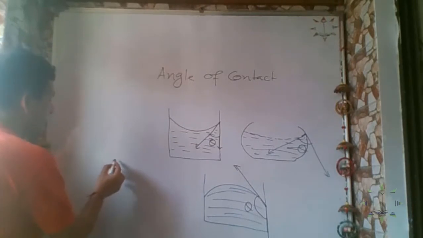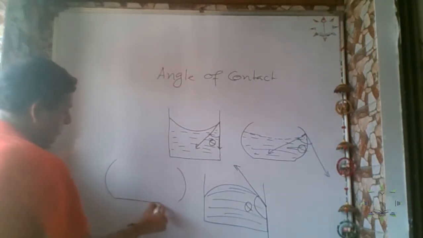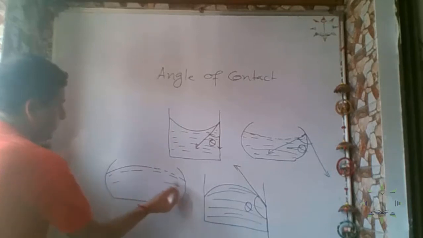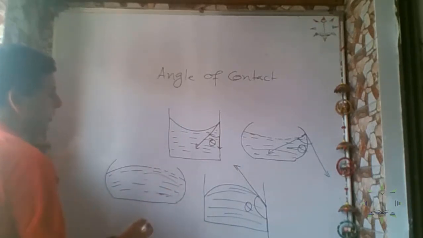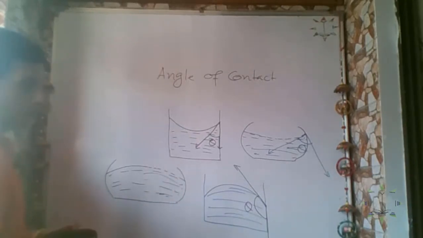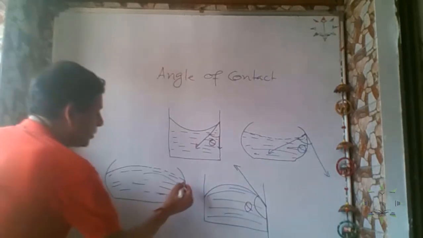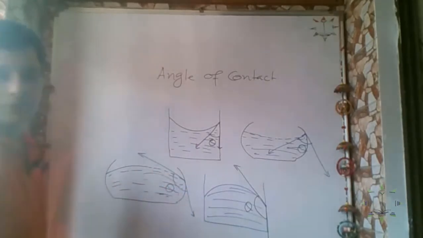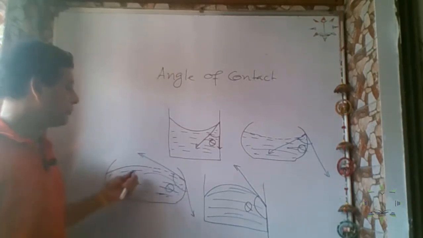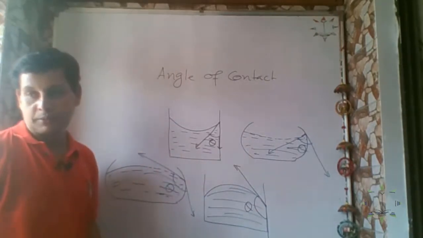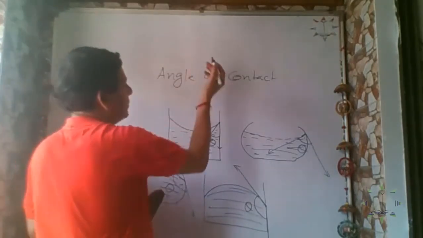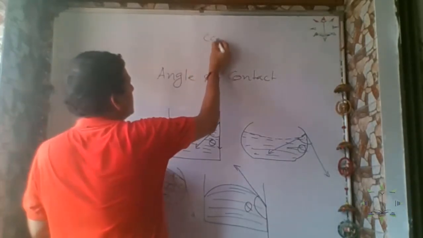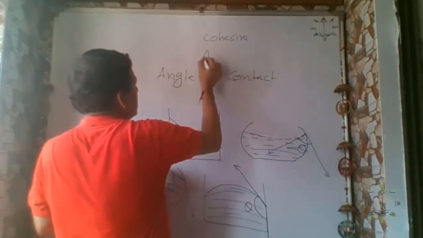Now suppose I have taken a container like this, and I have taken mercury inside it. How to find out the angle of contact? At the point of contact, you have to draw two tangents. One is this, the other is this. So this is the angle of contact. Now it is clear. Now, why is the free surface of mercury convex and the free surface of water concave? The answer lies in intermolecular force. There I told you about two types of forces. One is cohesive and the other is adhesive.